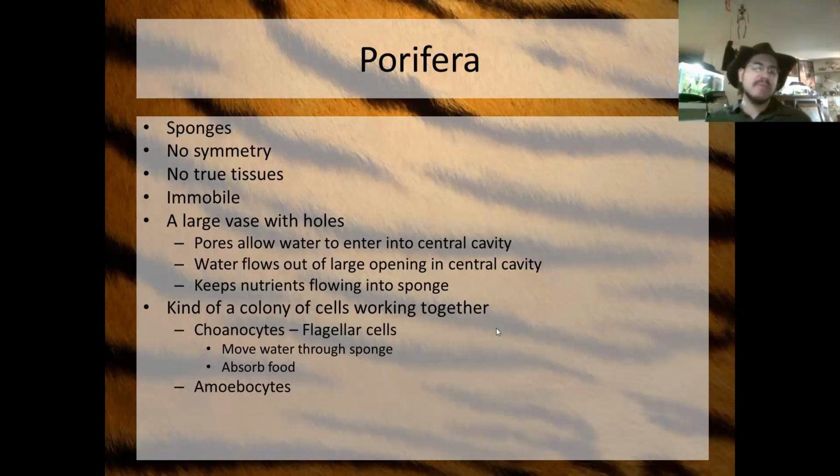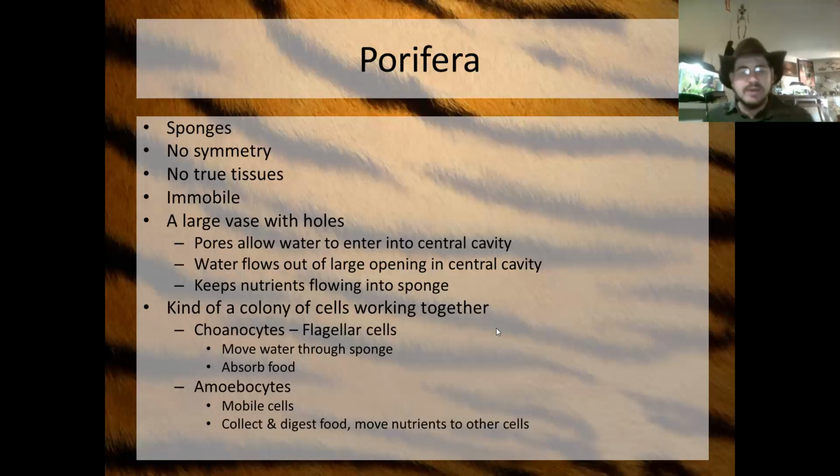The amoebocyte is sort of a free-moving cell. It moves around within the sponge. And basically, it is the food distribution cell. It moves all through the sponge, delivering food to the different cells. And that's how it keeps all the sponge alive.